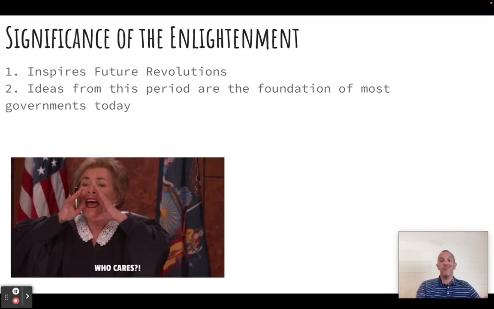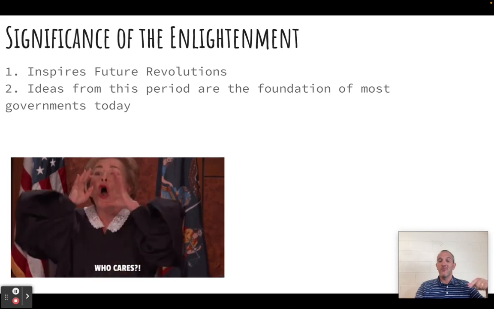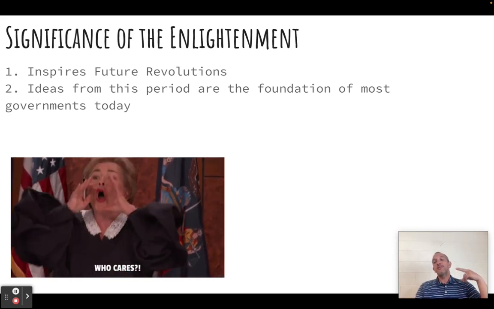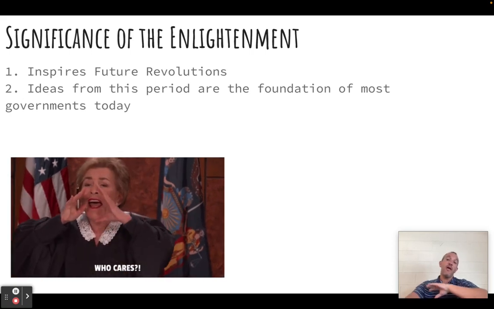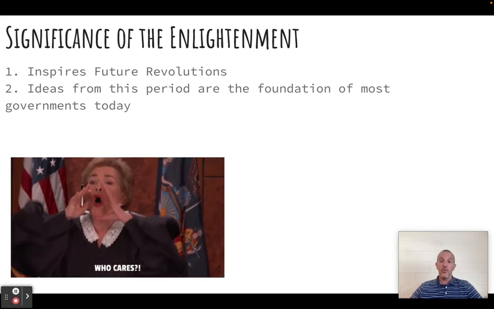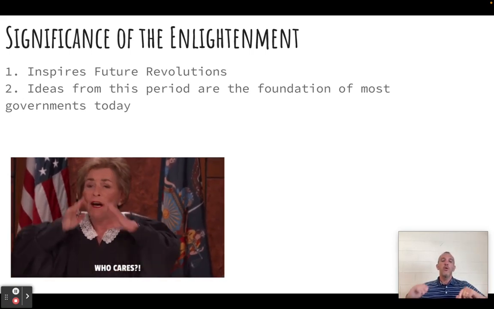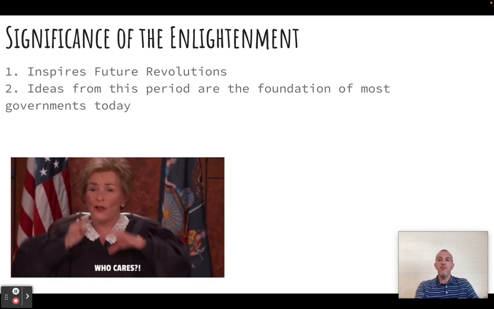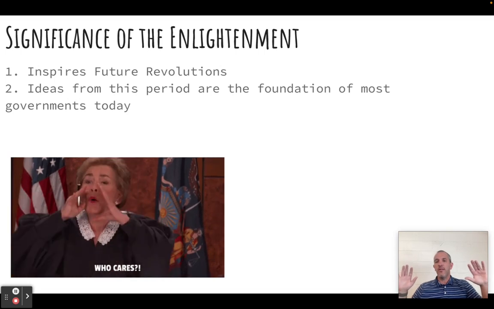These writers and thinkers aren't overthrowing governments. They're just writing about what they believe should be the best form of government. Second is these ideas are the foundation of almost every government today. Almost every government around the world, not everyone, but almost everyone, promotes these Enlightenment ideas in some way, shape, or form. And when they're violated, people throw their hands up and say, I can't believe you violated these rights.